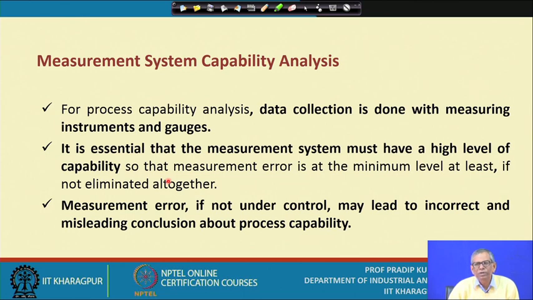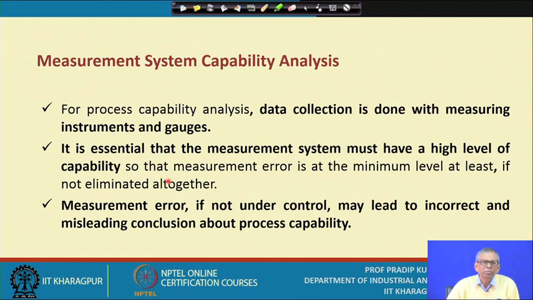When we talk about process capability, that is one part. Process capability is definitely dependent on the measurement system's capability. Why measurement systems? Because by using the measurement systems, you establish your inspection system. If the inspection system quality is poor and not at all dependable, obviously it will have an adverse effect on the quality of the process, or on the conclusions you draw from the process performance analysis. There could be misleading conclusions too.